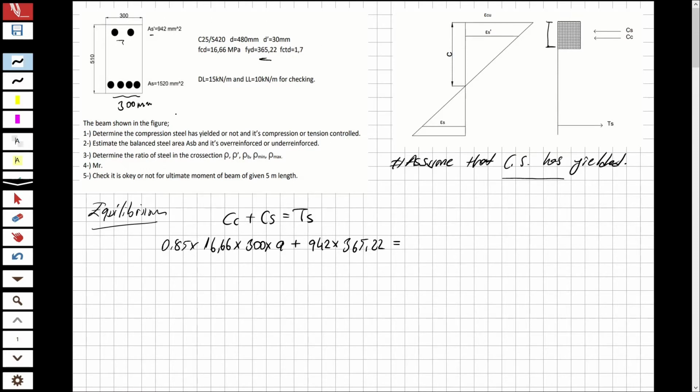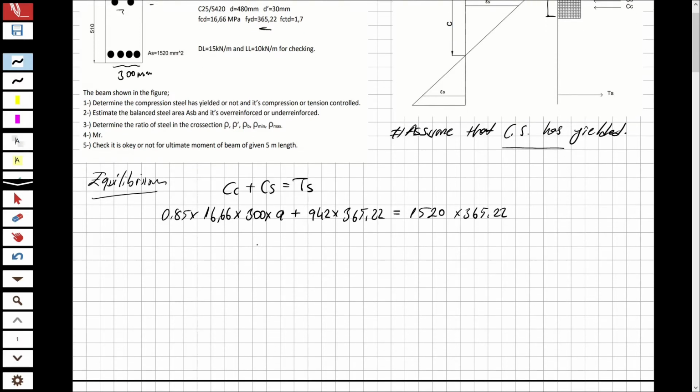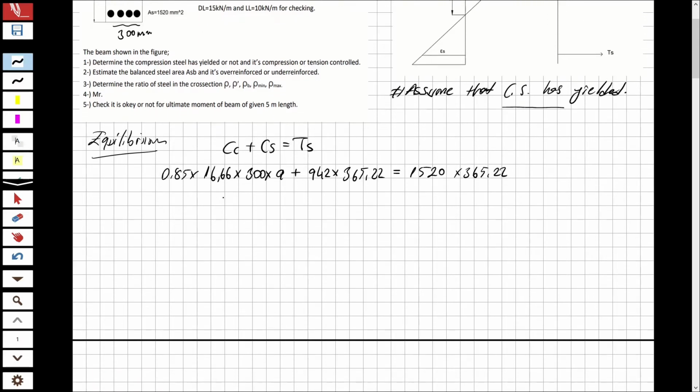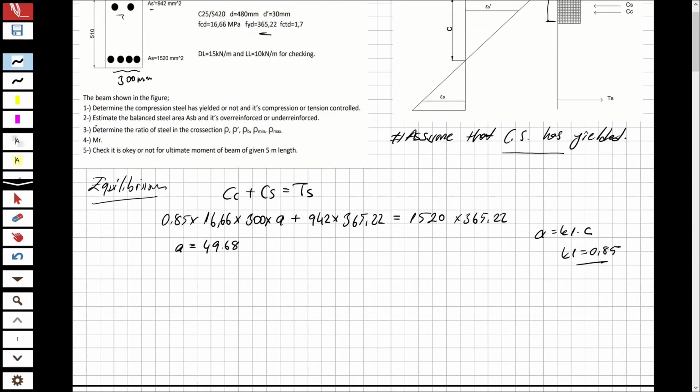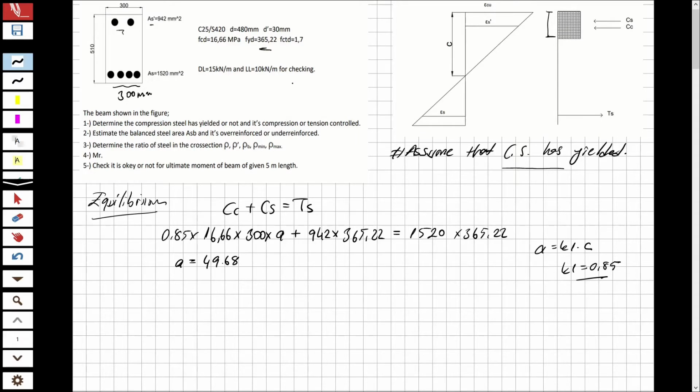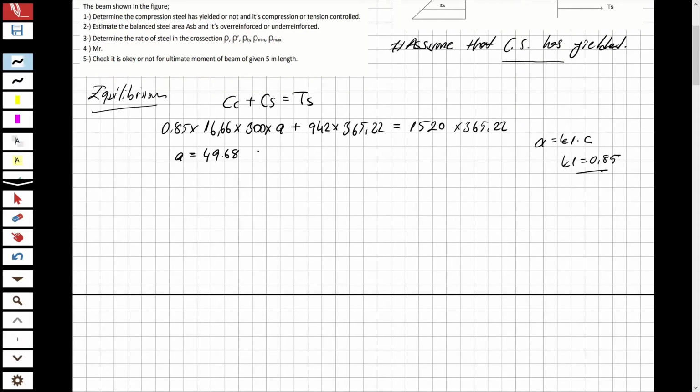Equal to tension steel. What is tension steel? The area of steel multiplied with 365.22. And now from this equation, we are going to obtain A is equal to 49.68, and you know that A is equal to K1 multiplied by C, and K1 is equal to 0.85 because of the type of the concrete. Now if you look here, it is C25, so K1 is equal to 0.85.